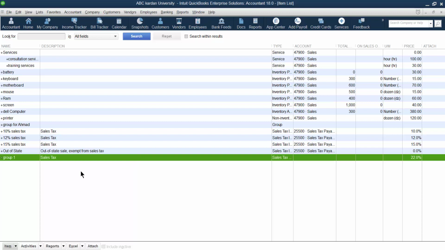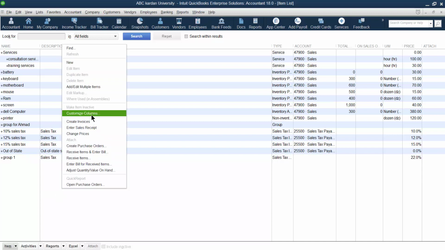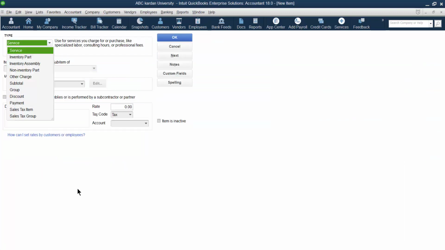If in your case, for example, sales tax is not activated, see the point. When you come to this point, in most of your cases, inventory information as well as sales tax information may not be available.